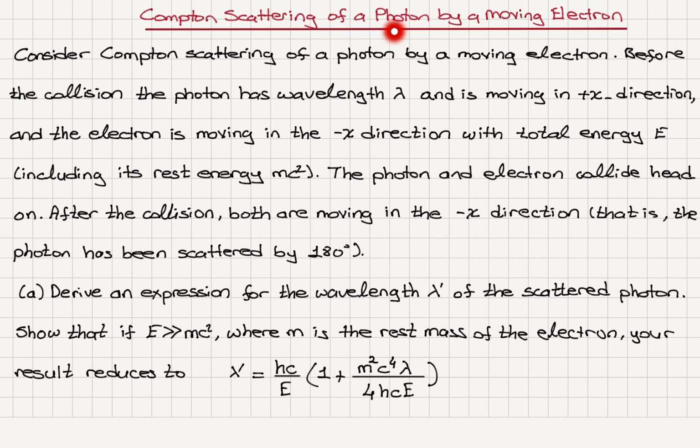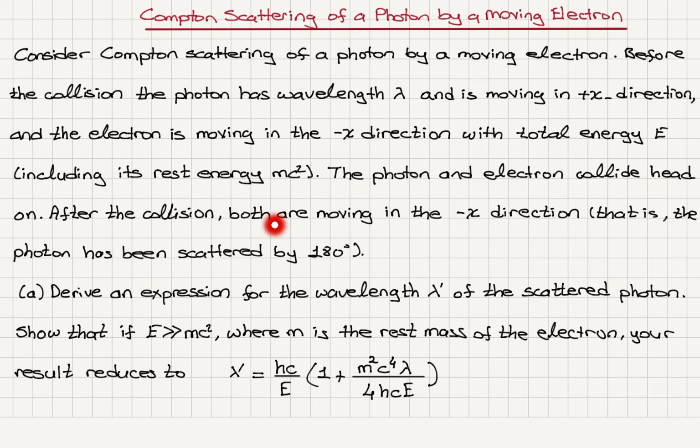Compton scattering of a photon by a moving electron. Consider Compton scattering of a photon by a moving electron. Before the collision, the photon has wavelength lambda and is moving in the plus x direction, and the electron is moving in the minus x direction with total energy capital E, including its rest energy mc squared. The photon and electron collide head-on.